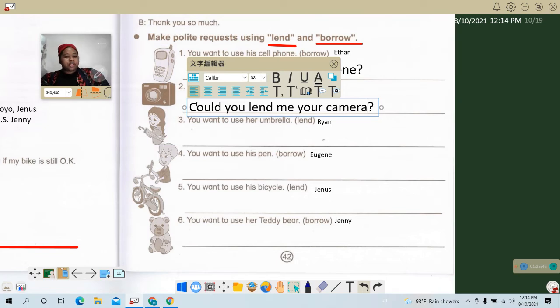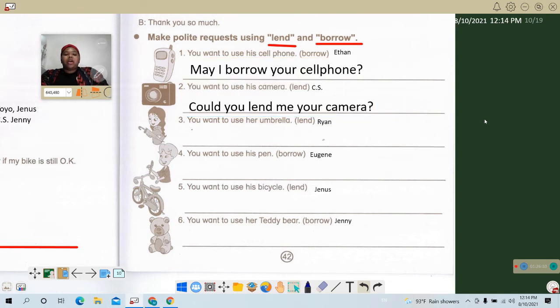Now, you can also say here, can you? Okay? Yo-Yo, are you there? Oh, I didn't see you. You can also say, can you lend me your camera? But it's nicer to ask, could you?